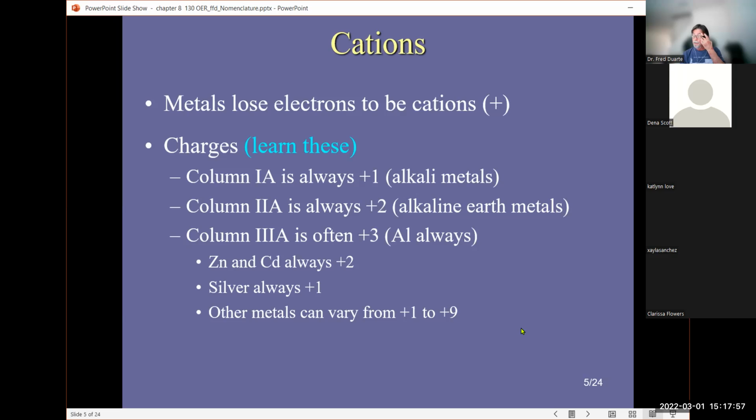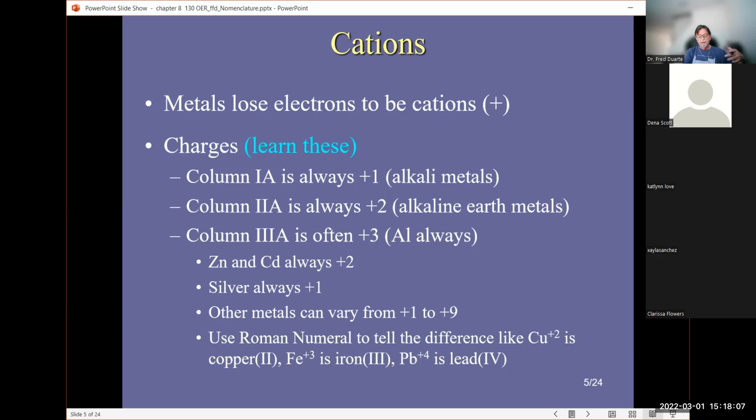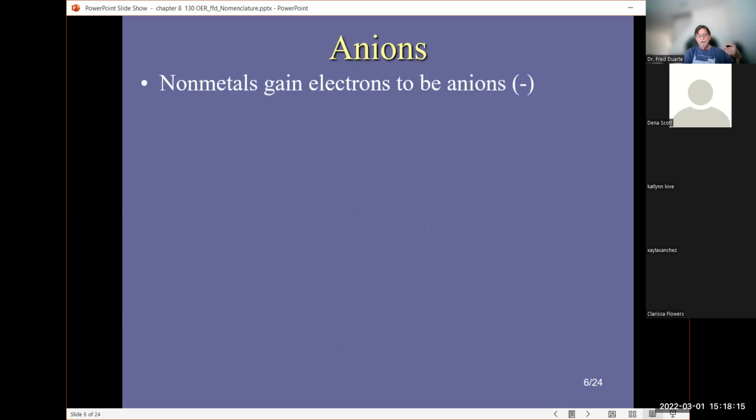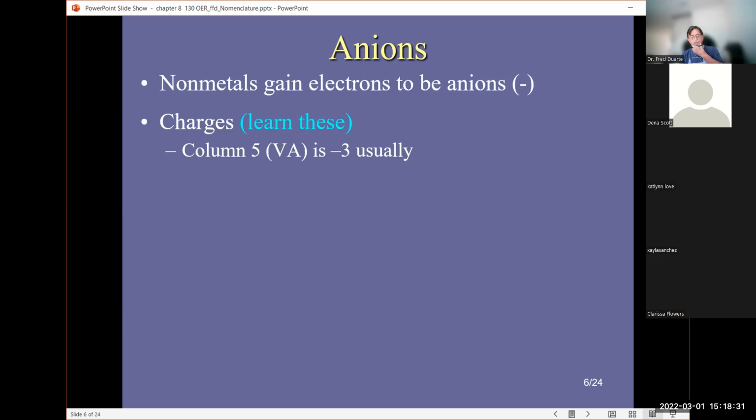So here, all the other metals, excluding the 16, can have an oxidation state of +1 to +9. Okay. And as stated earlier, with the other ones, we use Roman numerals. Okay. Now we know nonmetals are going to gain electrons, simply because their stability is to become isoelectronic with the noble gas in front of it. So they're going to pick up electrons. And group 5A will always pick up 3 electrons.